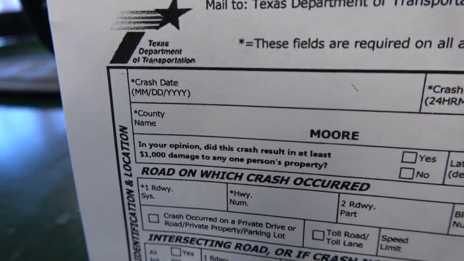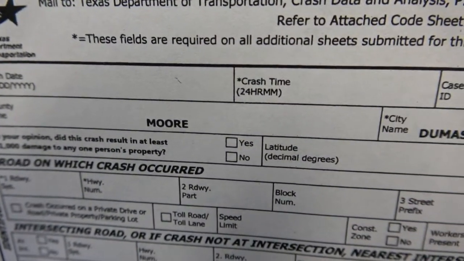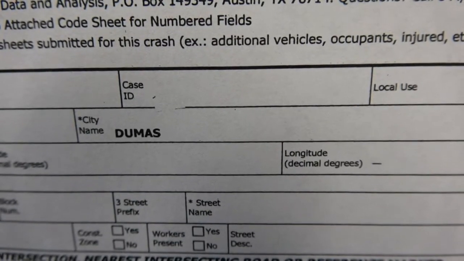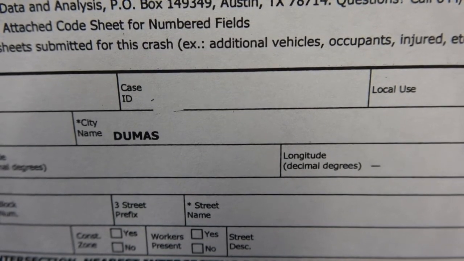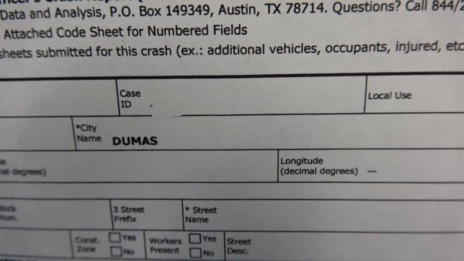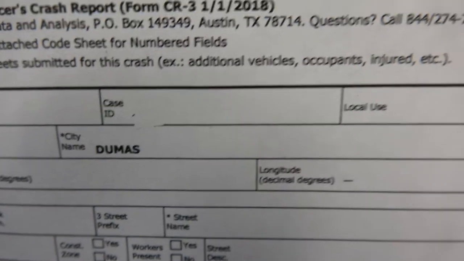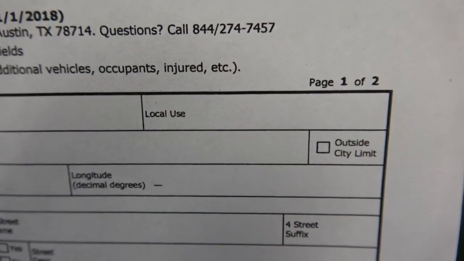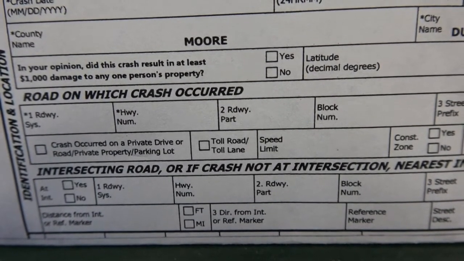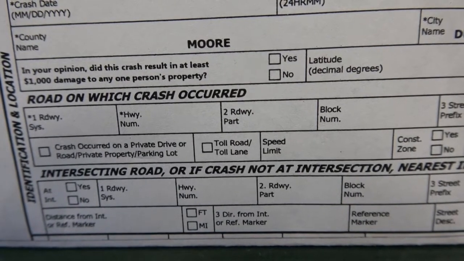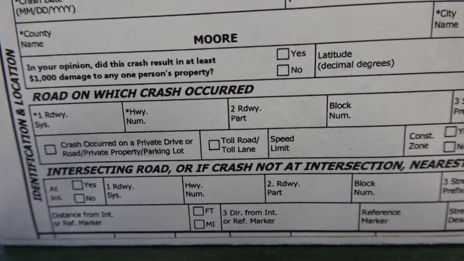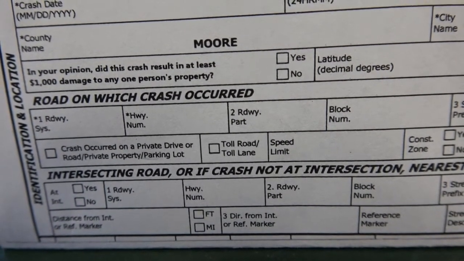Then you go to crash date, self-explanatory. Crash time, self-explanatory. Case ID, that will be your report number that you draw from the call for service. Make sure you put it in right, because after you put it in and you hit save, you cannot change it without deleting it and re-entering the whole report. Local use is self-populated by the computer. In your opinion, did the crash result in at least $1,000 damage to any one person's property? Anything larger than a hail dent, a scratch, or damage worse than that will be over $1,000.